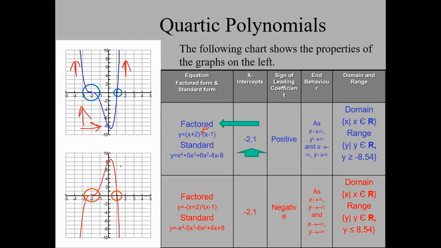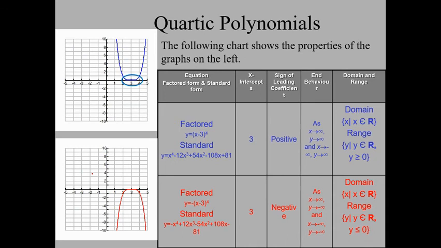Okay, on this one, again, the same: two x-intercepts in the factored form. The only thing is we do have a negative in front here. Notice that we have a negative leading coefficient because the arms are going down. Notice that your range starts at 8.54 and goes down from there.